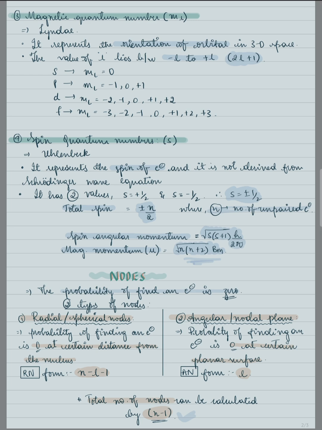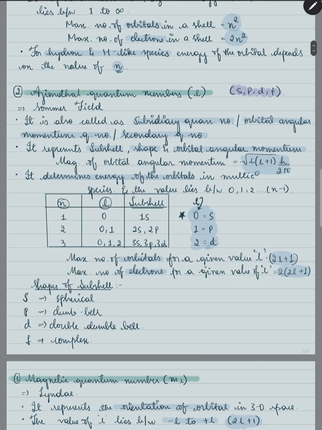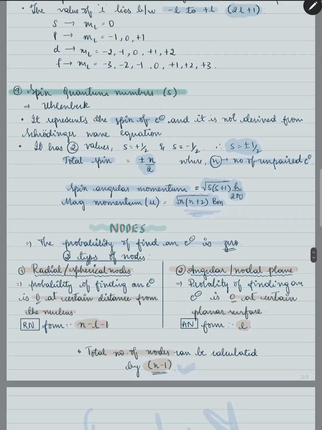Over here it is under root s into s plus 1, and as you can see, we have a similar kind of formula for the azimuthal quantum number, under root L into L plus 1, for the magnitude of orbital angular momentum.